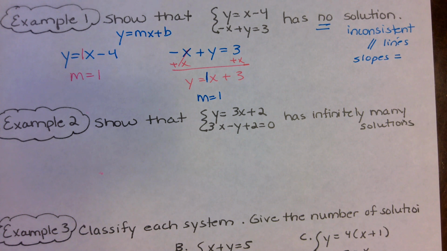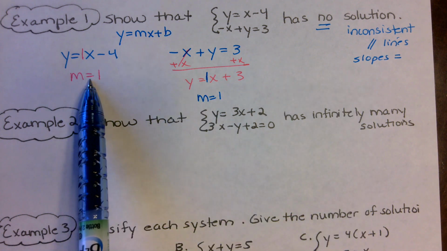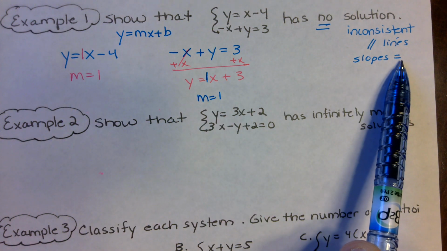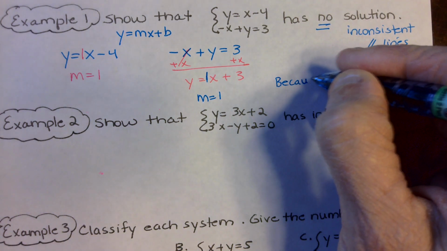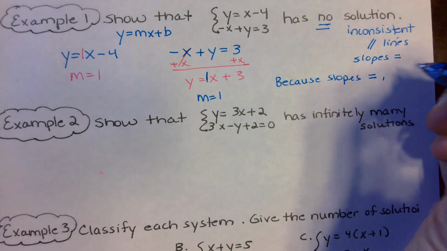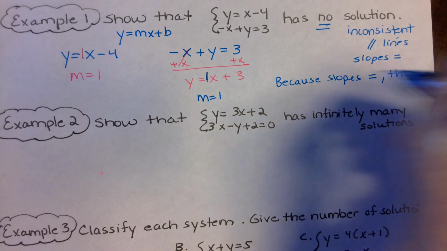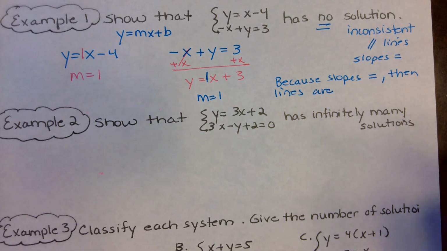So, show that it has no solutions. Okay. They are the same slope. Yay. So, because slopes are equal, then lines are, well, actually, we got to check one more thing. I'm just realizing this as we're saying this. Because it could have infinitely many solutions, because the slopes are equal.